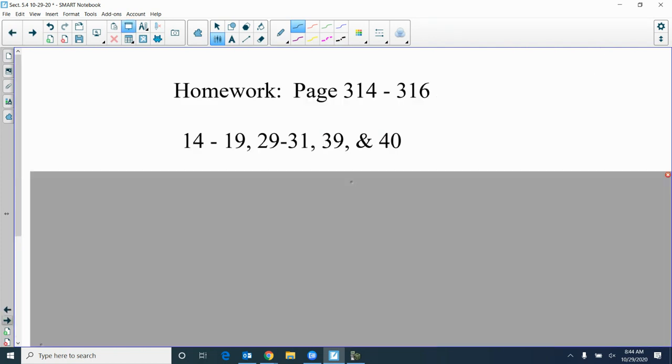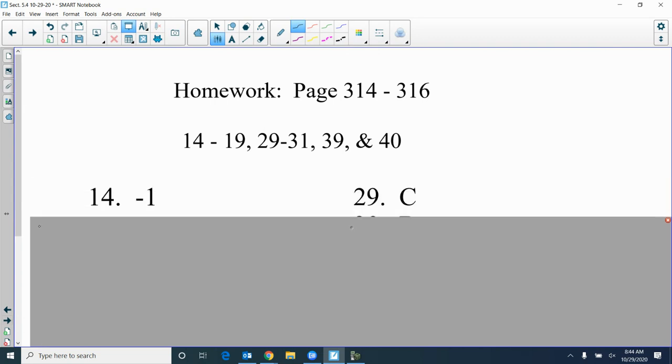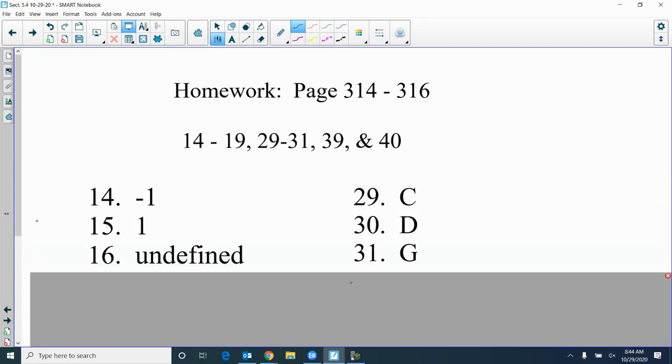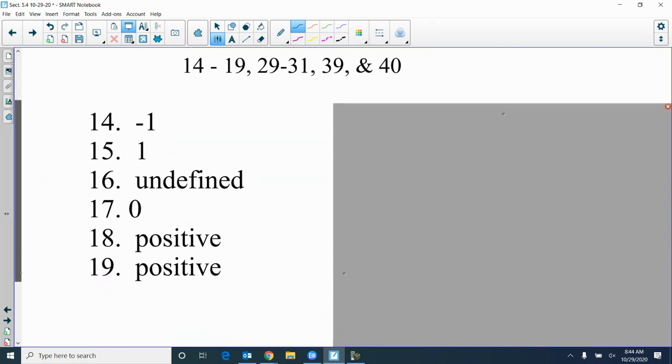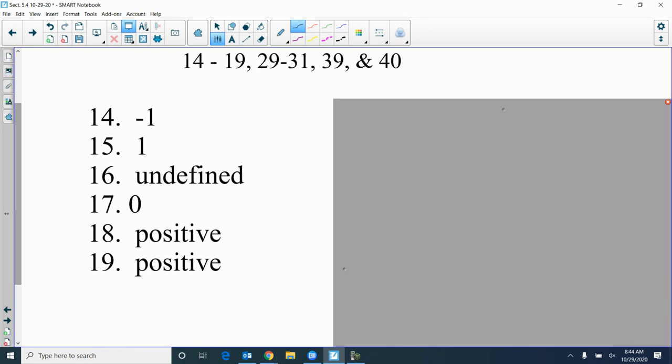All right, and your homework problems. 14 through 19. Let me know if you have any questions about those. Hey, really check 14 and 15 because a lot of you either didn't reduce it or you might have had 6 sevenths. But in the end, it needs to be -1 and +1. You always want to reduce your fraction to the simplest number.